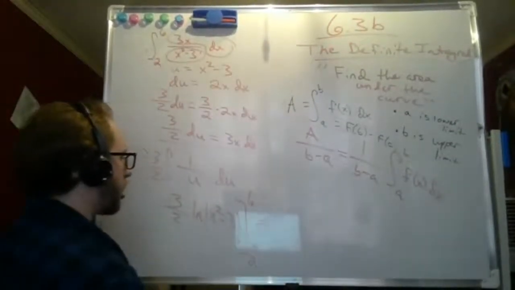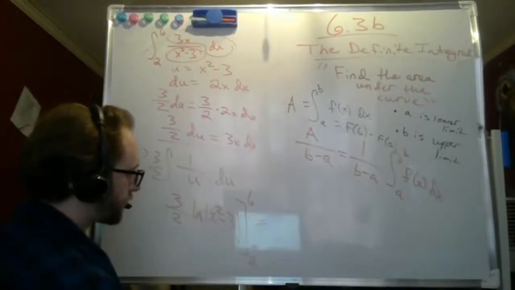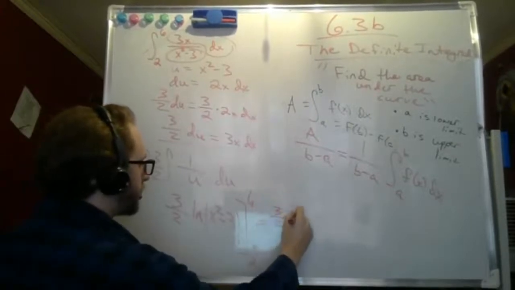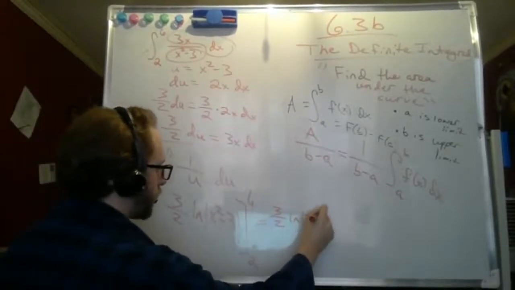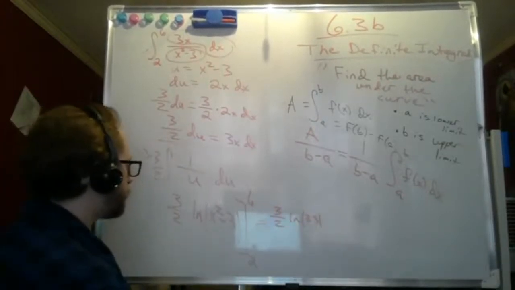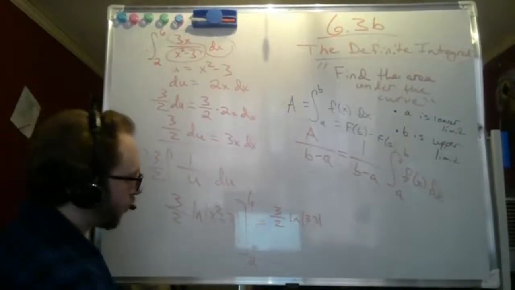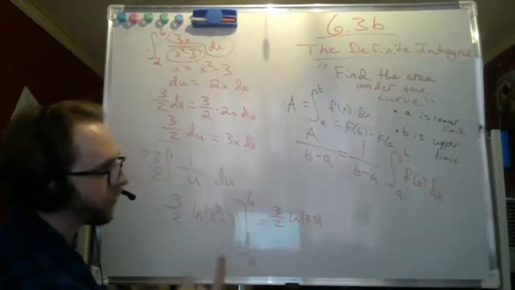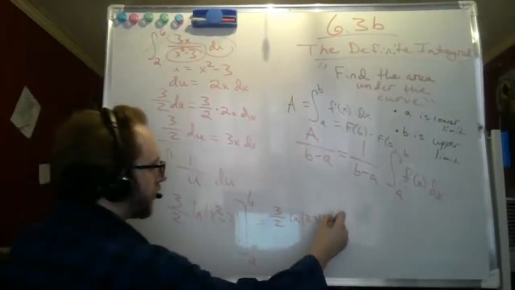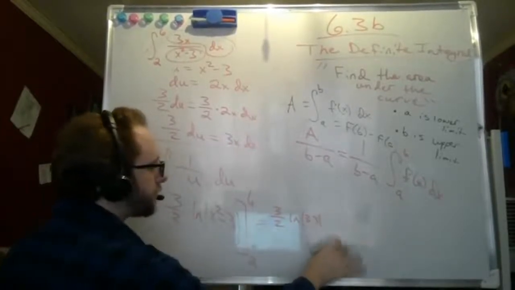So when I plug in my upper limit, I'm going to have 6 squared. 6 squared is 36, minus 3 is 33. So I'm going to have 3 halves natural log of 33. And then when I plug in 2, I'm going to have 2 squared. 2 squared is 4. 4 minus 3 is 1. But recall from our natural log section that the natural log of 1 is 0. So I have minus 0 on the end, and I can just forget about it.